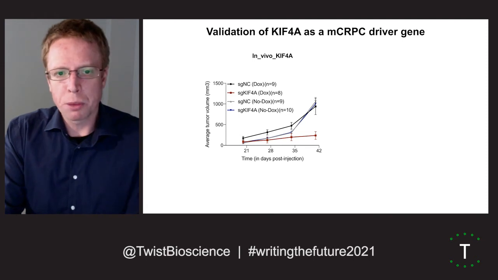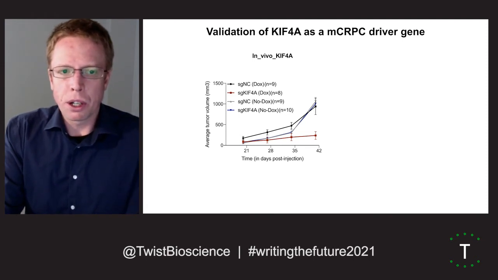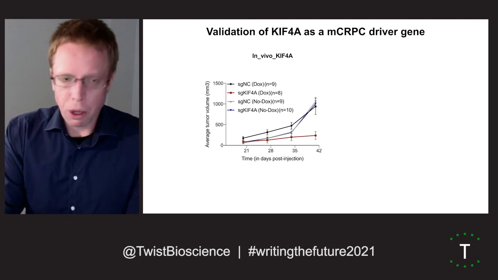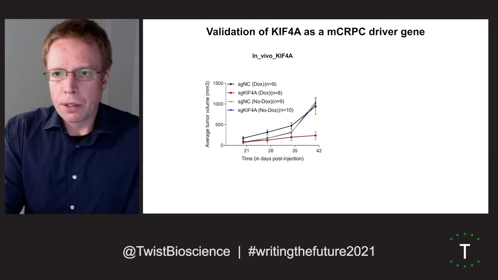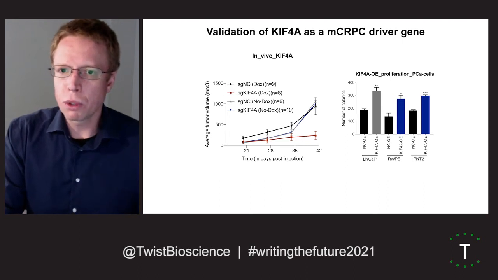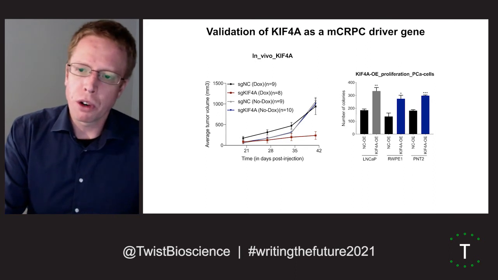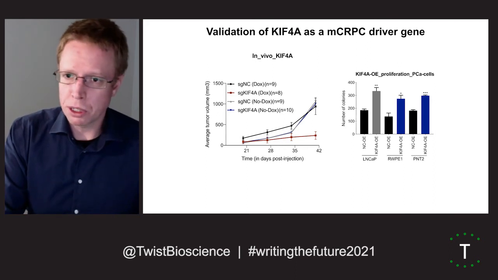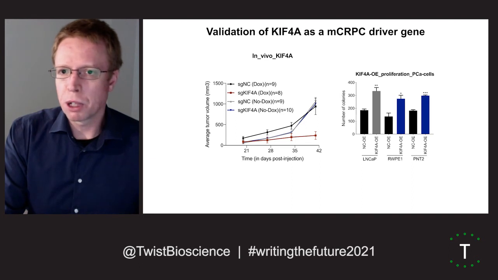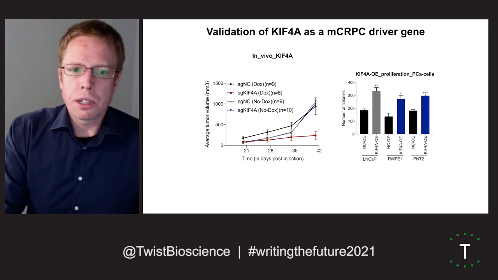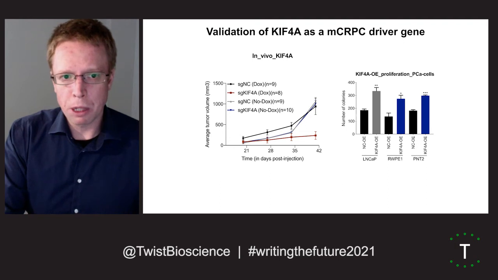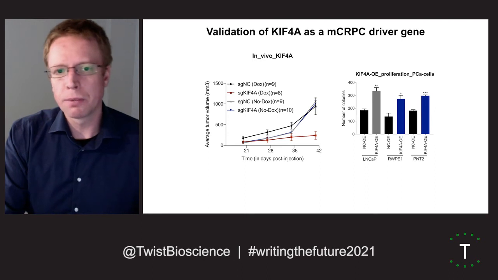We knock down KIP4A specifically in vivo, and we see that in this assay, KIP4A is also required for disease progression in vivo. And then lastly, if we overexpress KIP4A in benign prostate models, shown here in these blue bars, RP1 and PNT2, we show that KIP4A overexpression drives colony formation in these non-malignant prostate models. And so collectively, these data suggest that KIP4A is indeed, as nominated by the screen, a prostate cancer driver gene that's relatively selective for prostate cancer.